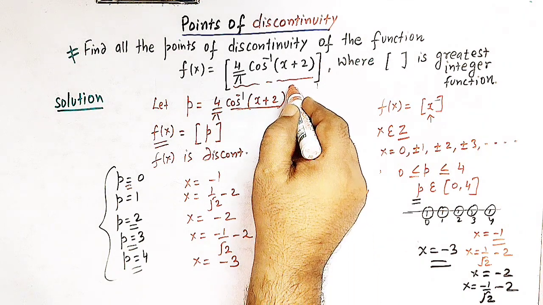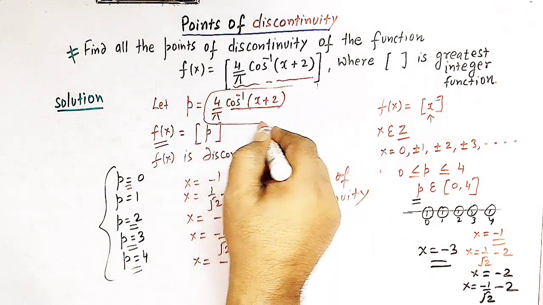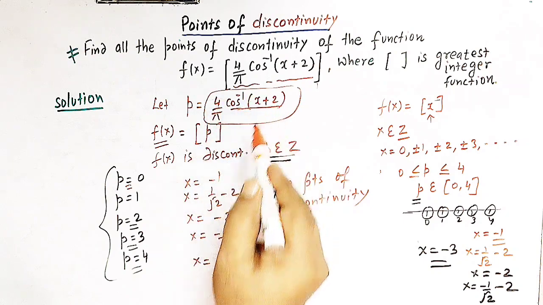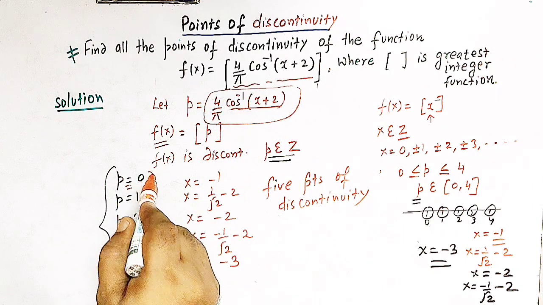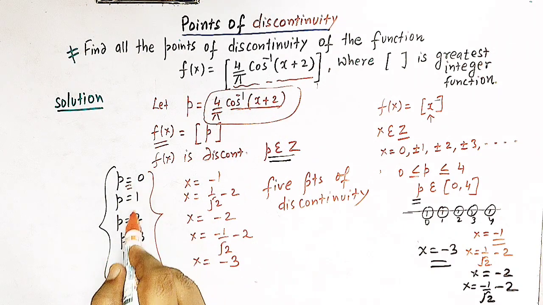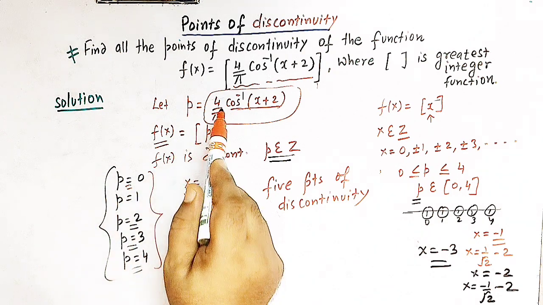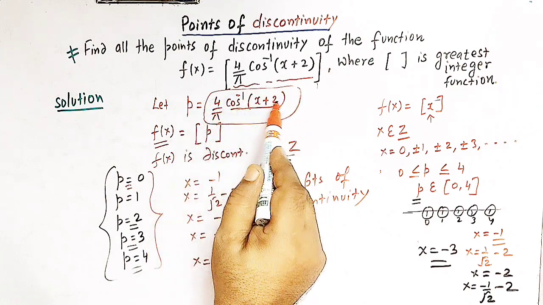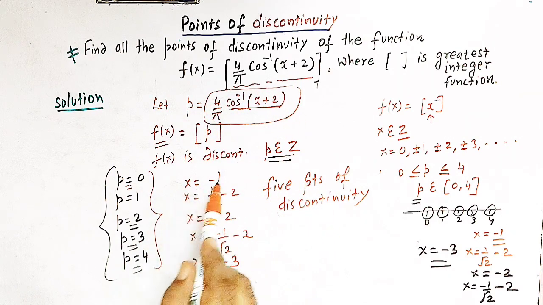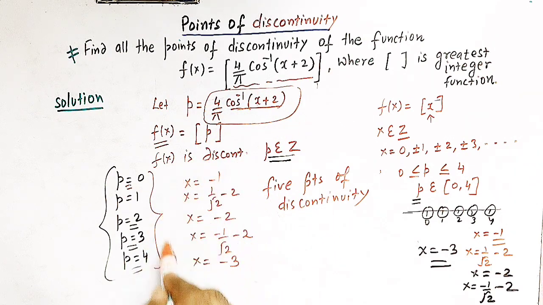So whenever this function, that is 4 over pi cos inverse of x plus 2, takes these values, that is 0, 1, 2, 3 and 4, then this function is discontinuous, right? Because in that case x is given by these values, and these values correspond to the discontinuity of the function.